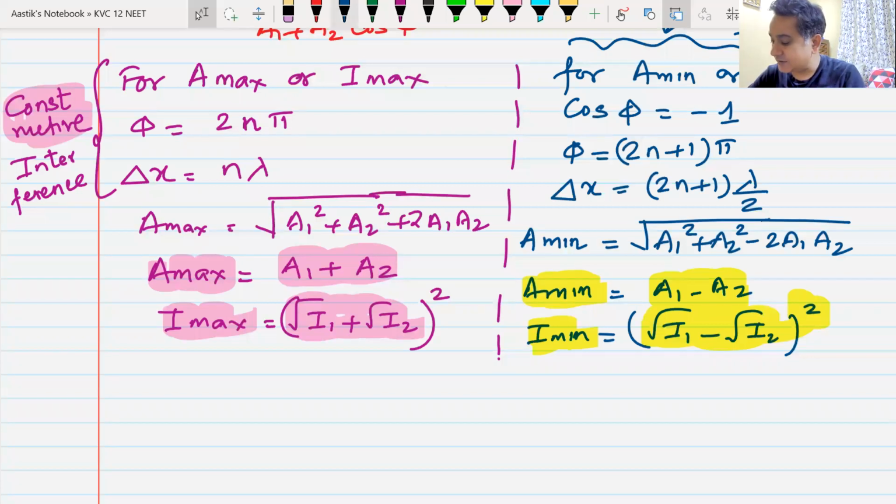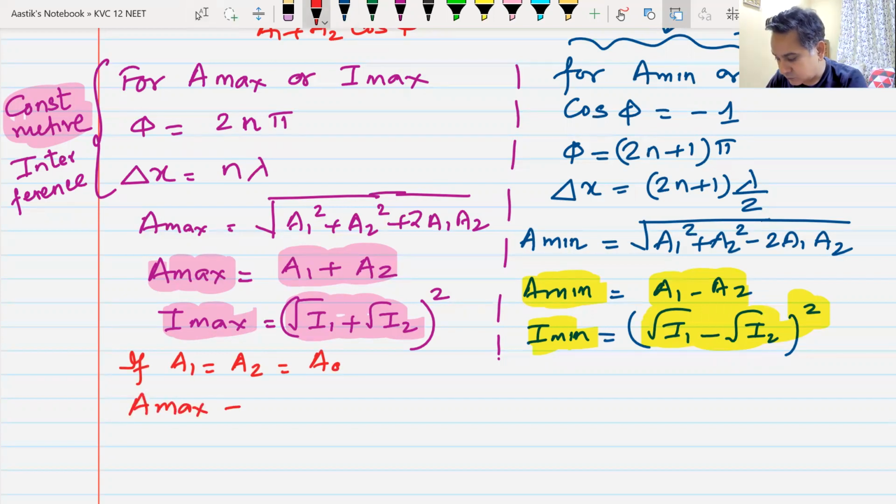If I take a special case, say for example, if A1 and A2 are both equal to A0, both are the same, and these are the questions that come in your NEET exams very often, then your maximum amplitude will become how much? It will become 2 times A0. Yes or no?